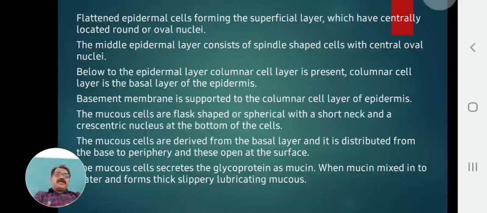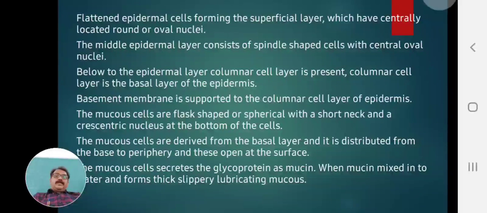Below the epidermal cell layer, a columnar cell layer is present, and this columnar cell layer is the basal layer of the epidermis, meaning the basement layer of the epidermis. The basement membrane supports the columnar cell layer of the epidermis.